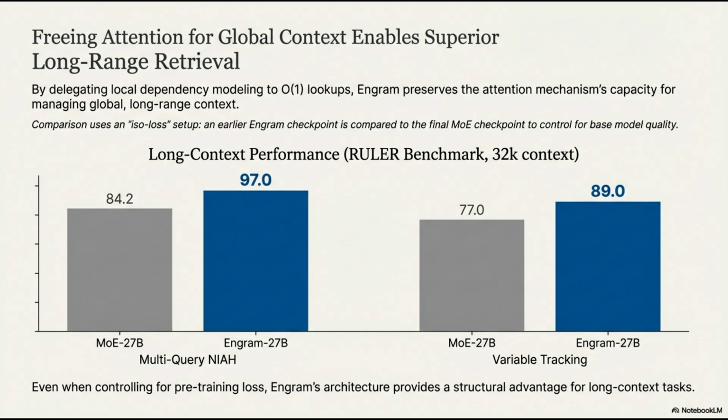What did that do for performance? A huge jump. On the needle in a haystack test from the RULER benchmark, the MOE model got 84.2% accuracy. The Engram model jumped to a near-perfect 97.0%. It's just dramatically better at connecting distant facts because its resources aren't being wasted on local trivia.